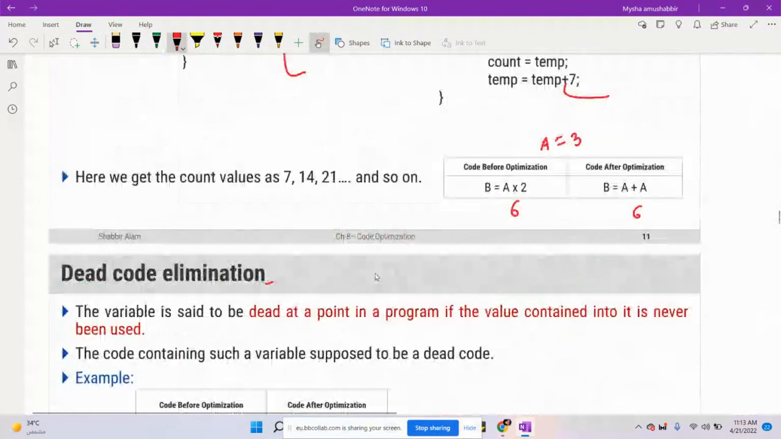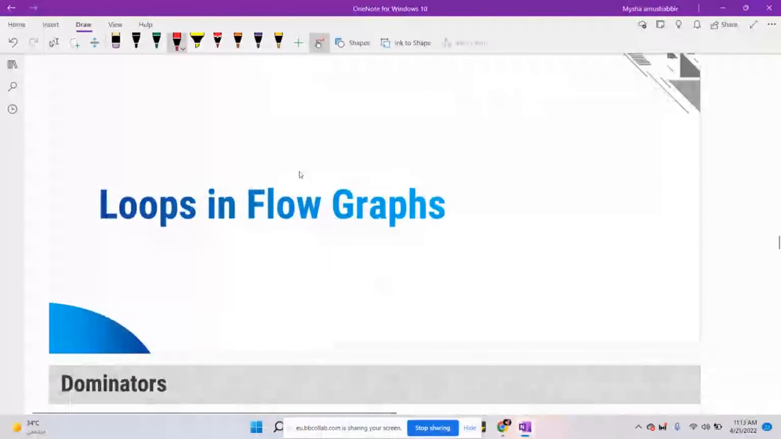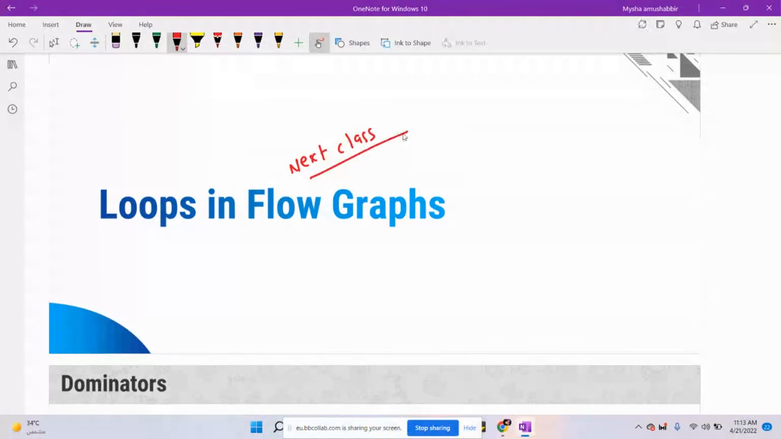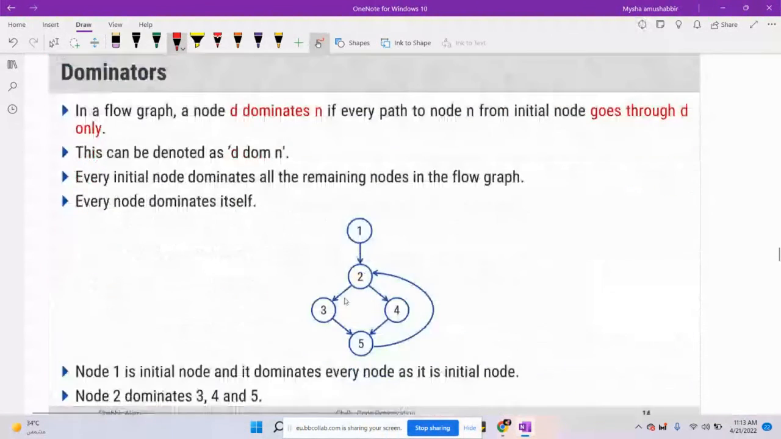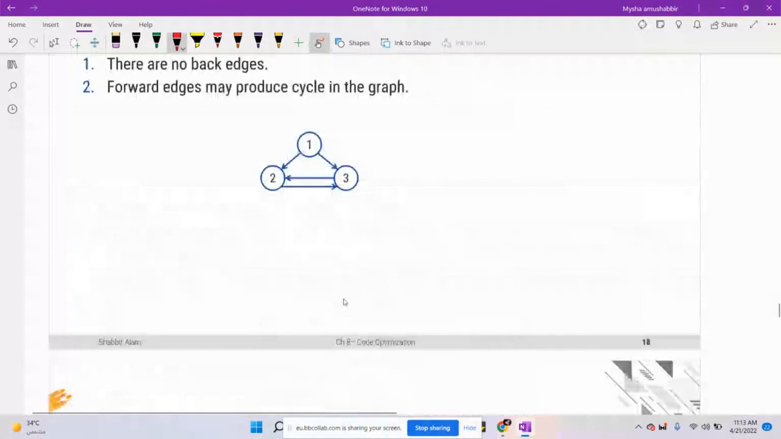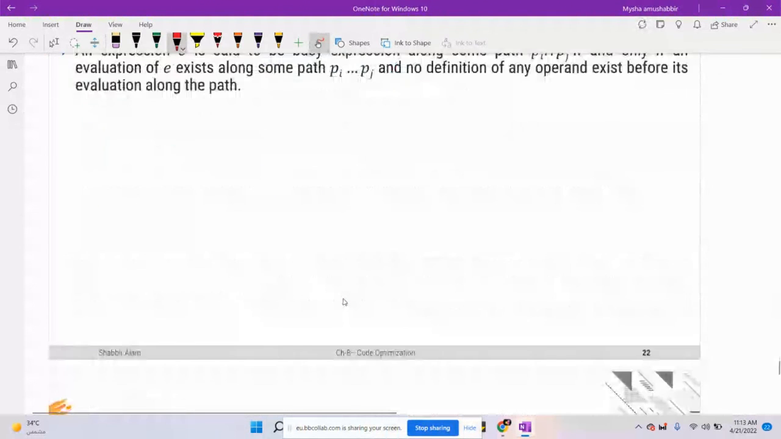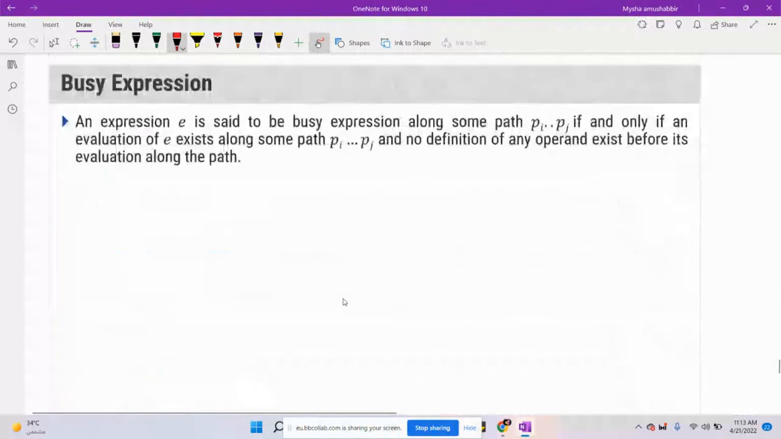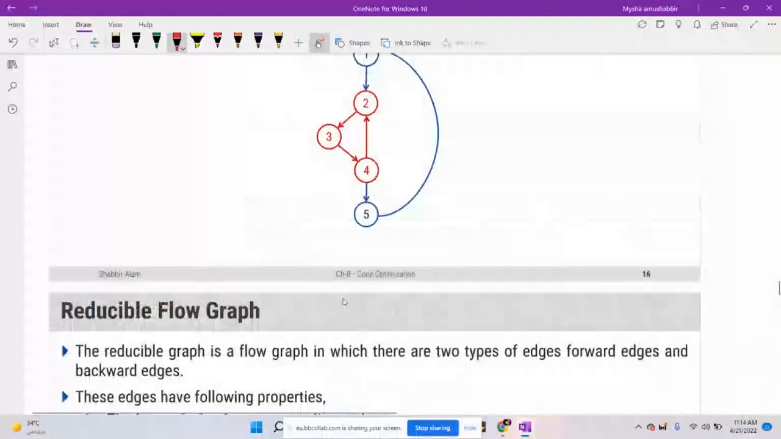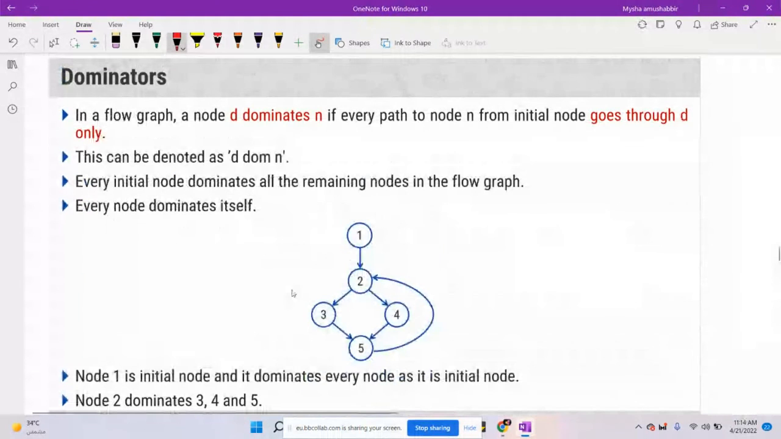Next class, we will explain loops in a graph, and this is the last chapter of this course. So loops we will discuss in the next class. Okay, thank you.